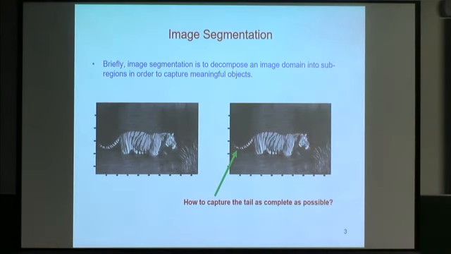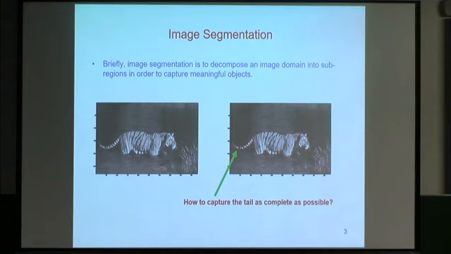Okay, so image segmentation basically tries to capture objects and segment the image domain into several parts, and each part represents a kind of object. Here I would like to choose a natural picture, a tiger.